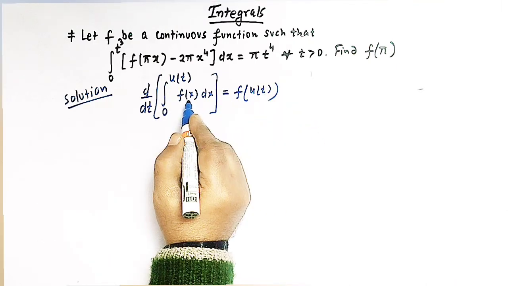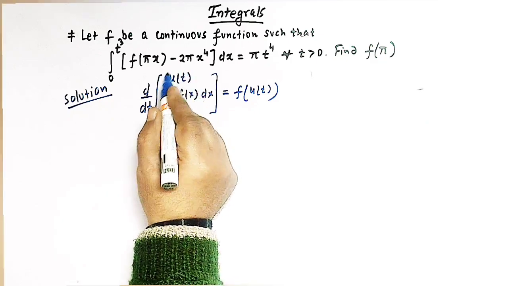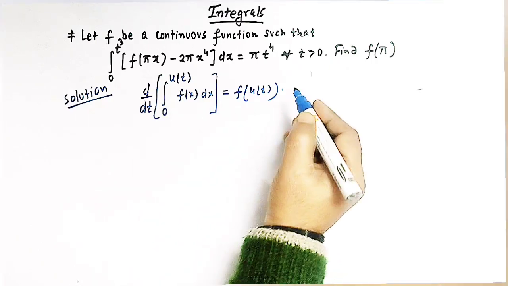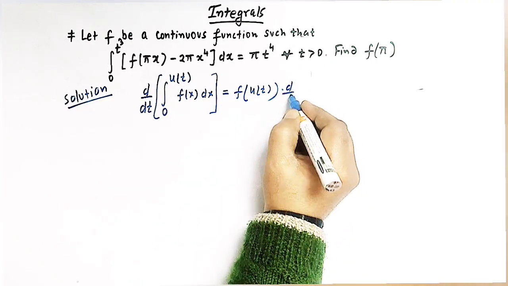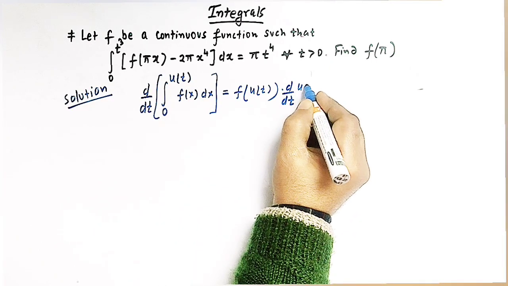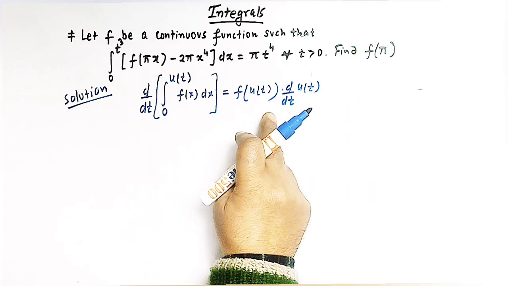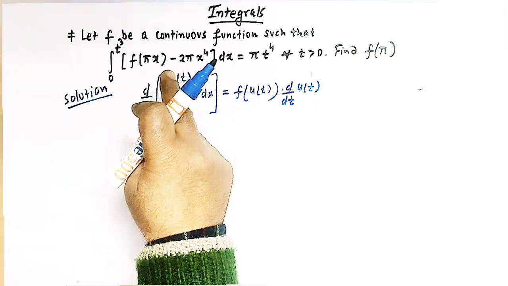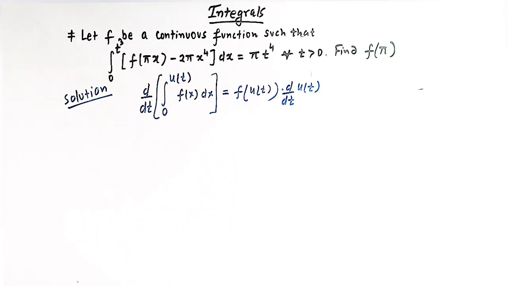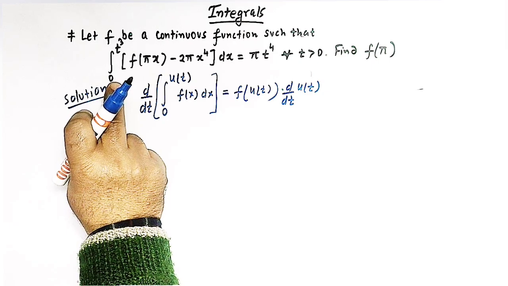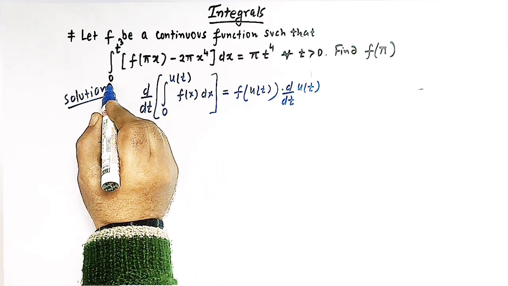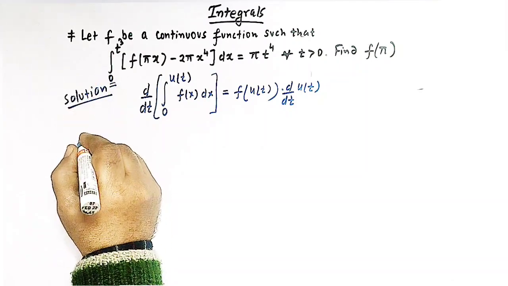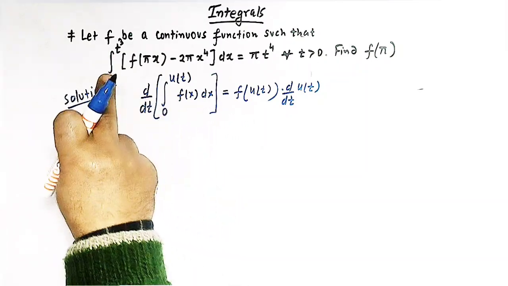So first we'll replace this x by u of t, which is the upper limit, and then we'll differentiate u of t with respect to t. So here we have d by dt of u of t. So this is the Leibniz integral rule when the lower limit is 0 and the upper limit is a function of t, right? So here in the given problem, the lower limit is 0 and the upper limit is a function of t. So we can compare this integral with this one.